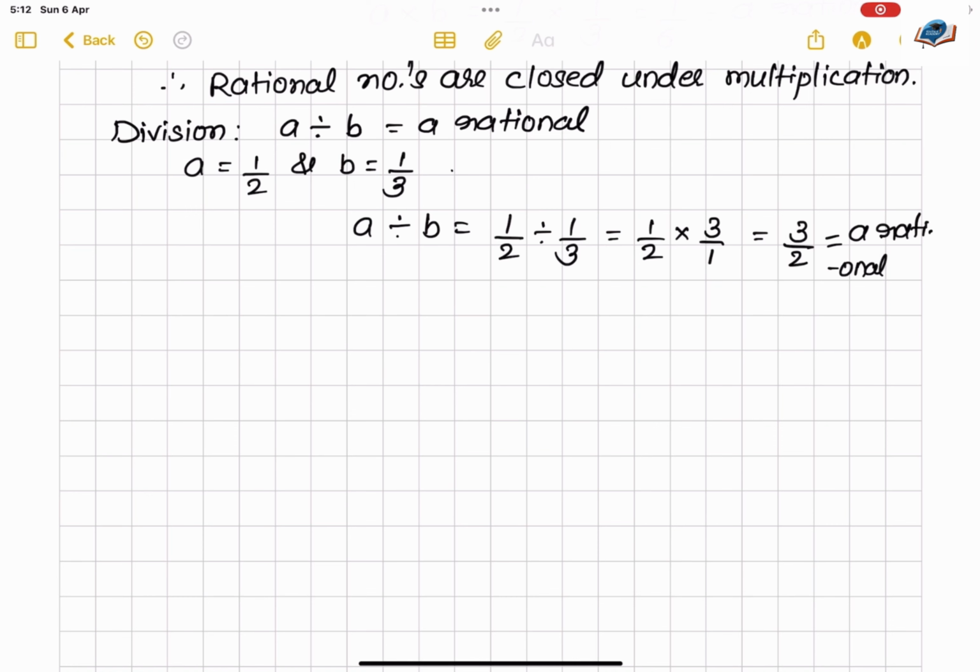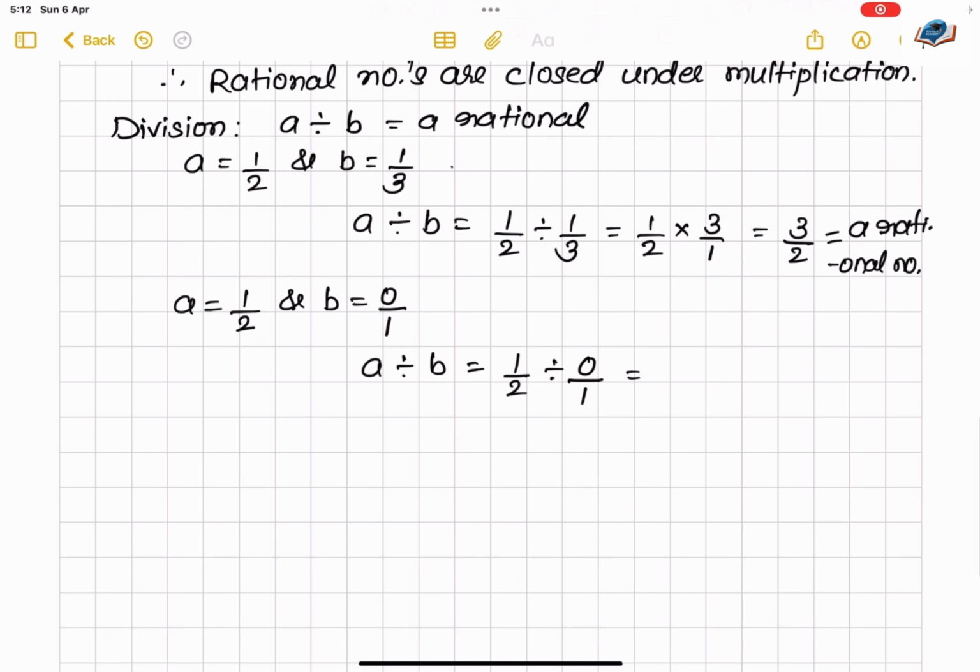But if I take A equal to 1 upon 2 and B equal to 0 upon 1, then 1 upon 2 divided by 0 upon 1. So either I divide or I multiply with the reciprocal. So the reciprocal will be 1 upon 0. Now this will be 1 upon 0, so then it is not a rational number.